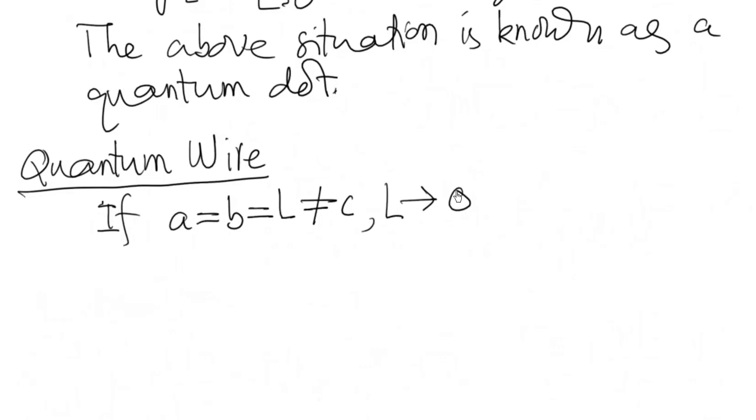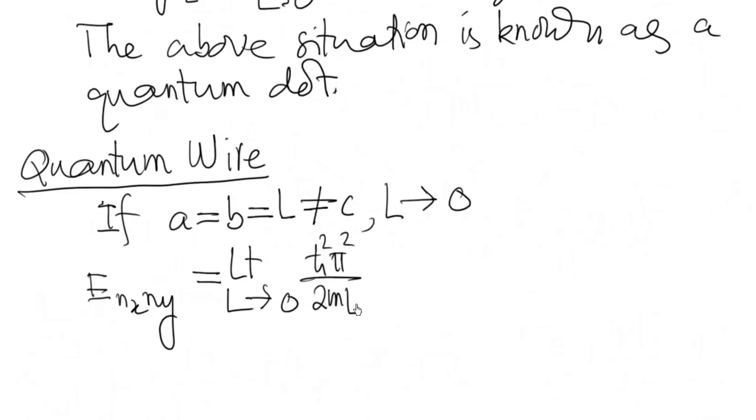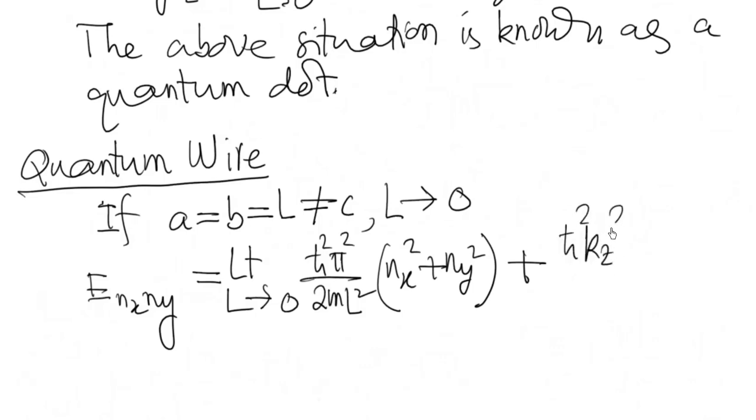The energy and wave function can be derived. We have not done it here, but easily these can be derived as this: E n_x, n_y, and this is equal to, in the limit L tends to 0, h cut square pi square by twice m L square, times n_x square plus n_y square. Because in these two directions, x and y directions, the particle is confined, so the energy will be like this, and along the z direction, particle is free to move, so the free particle energy will be h cut square k_z square divided by twice m, where k_z is the wave number along the z direction.